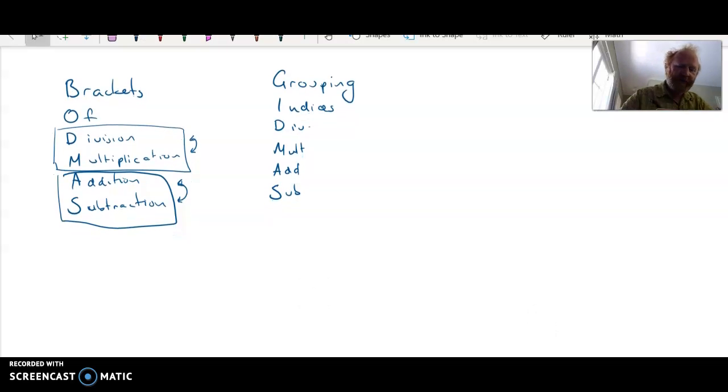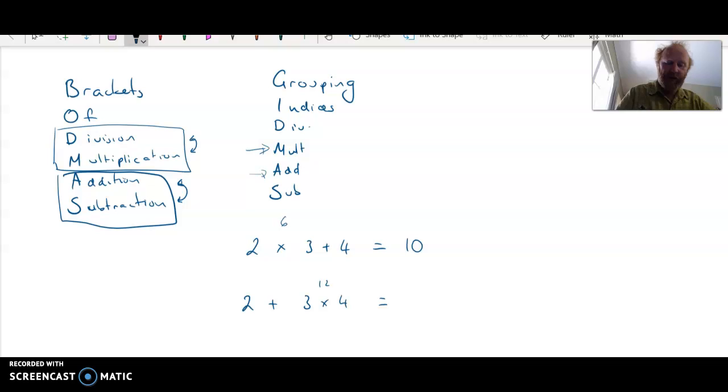So if I have something like 2 times 3 plus 4, what's that equal to? Well, I do the times first. 2 times 3 is 6. That bit's 6. Plus 4 is 10. On the other hand, if I had 2 plus 3 times 4, I should be looking at this and saying, I have to do the 3 times the 4 first, because that comes first in the order before addition. So multiplication comes before addition. I do 12 and then add 2, and that gives me 14.